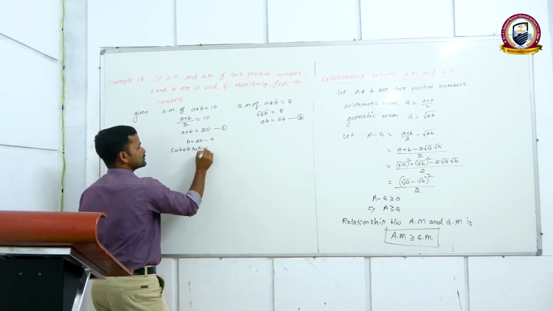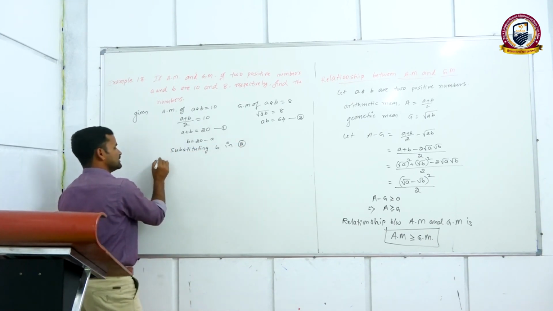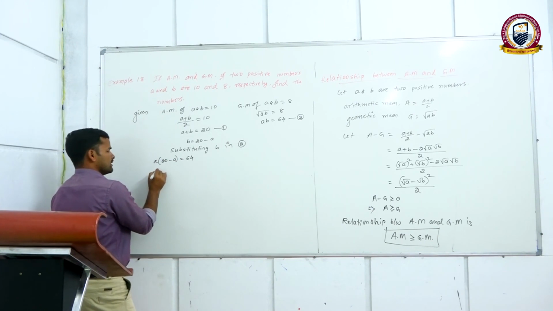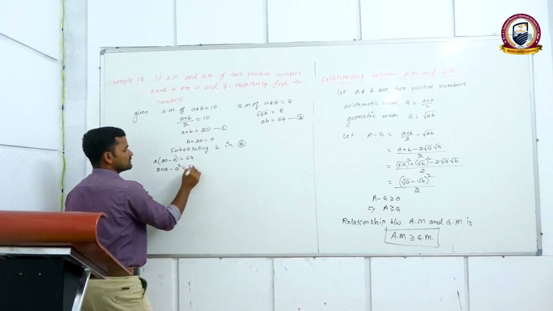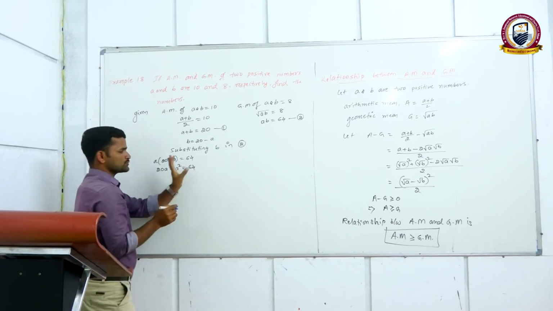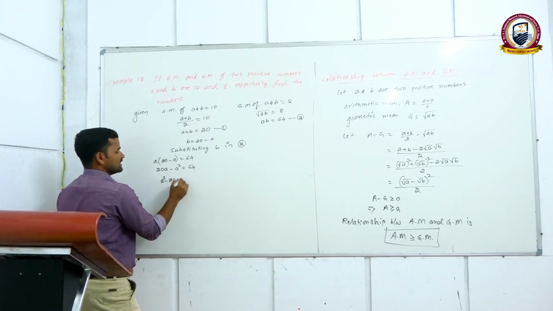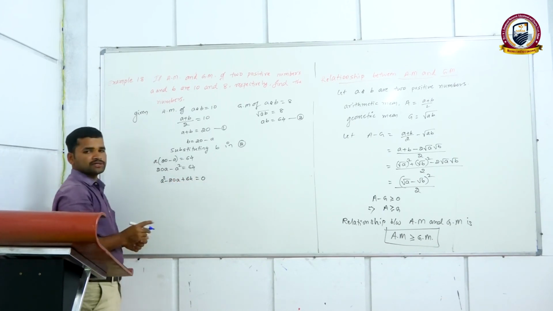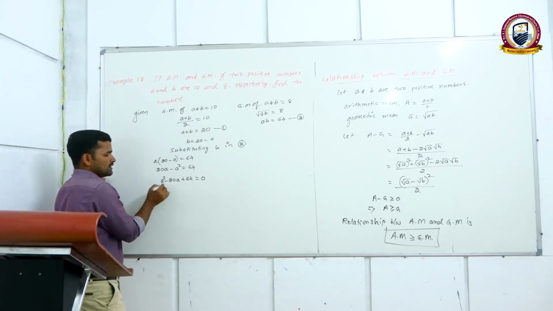Substituting b in equation 2, a into b, which is 20 minus a, is equal to 64. Multiplying, 20a minus a square is equal to 64. Take these terms to the right side. That becomes a square minus 20a plus 64 is equal to 0. This is a quadratic equation in terms of a.